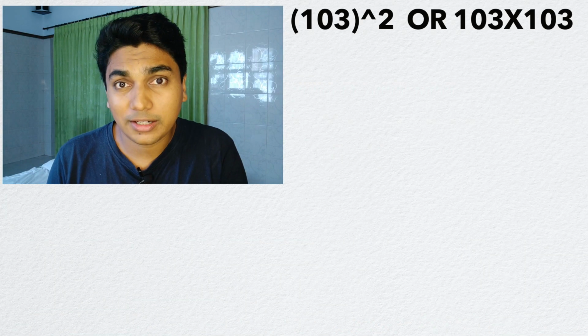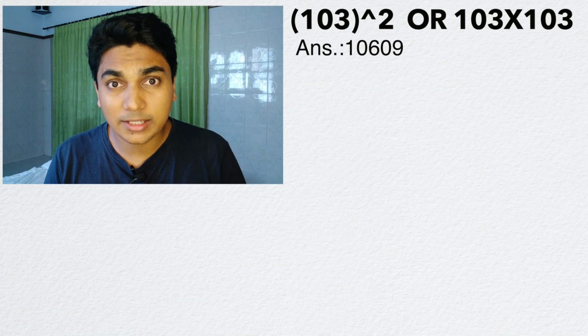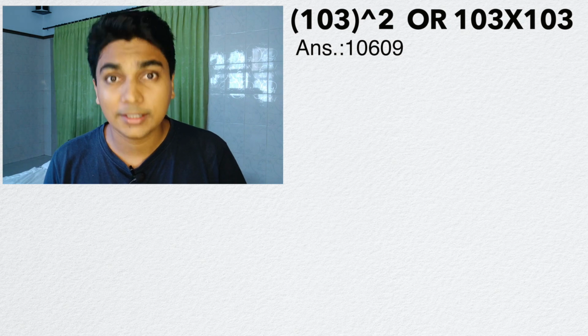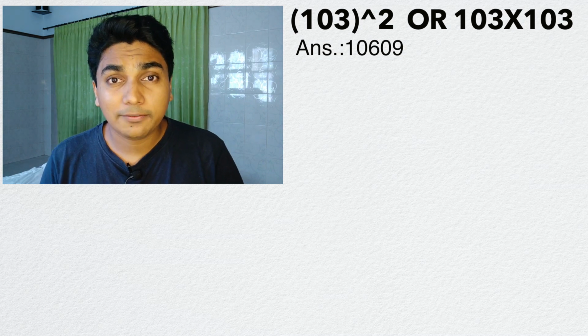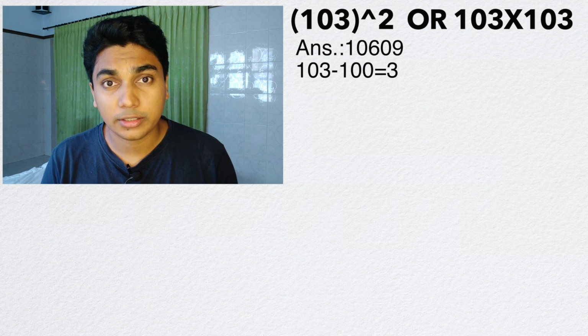In this last trick, we are going to see how to calculate squares of numbers which are greater than 100. This trick is really similar to the previous one. So let's take an example. What is 103 square? The answer is really simple. 10,609. Let me explain it to you how I got it. First, take the difference from 103 to 100. The difference is 3, right?